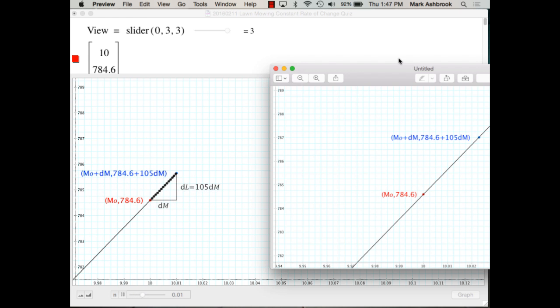What are the areas that mine was? One half base times height. Yeah, I don't know what that is. One half base, one half dm times dl.